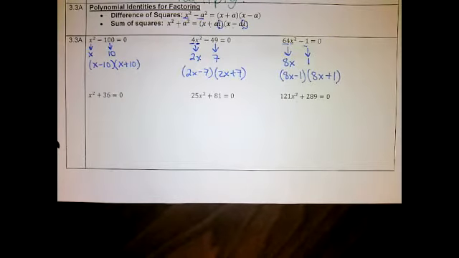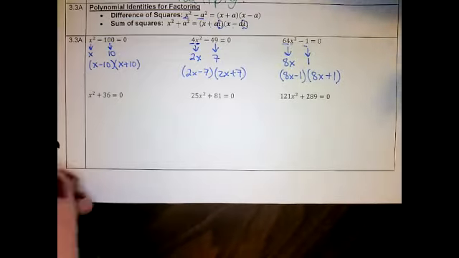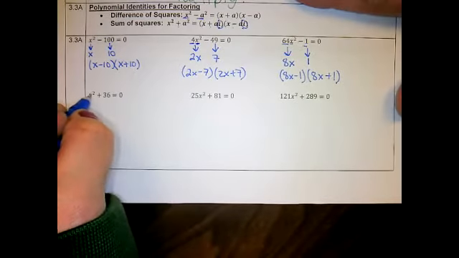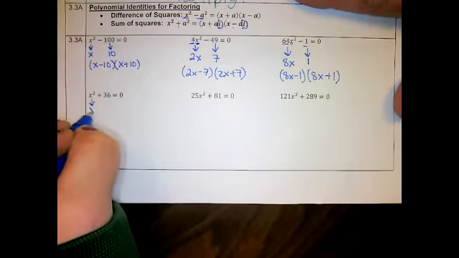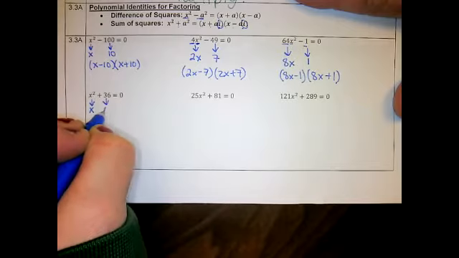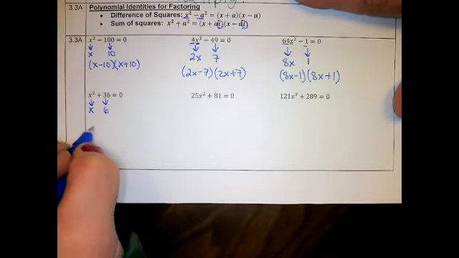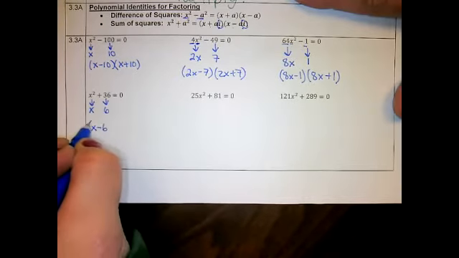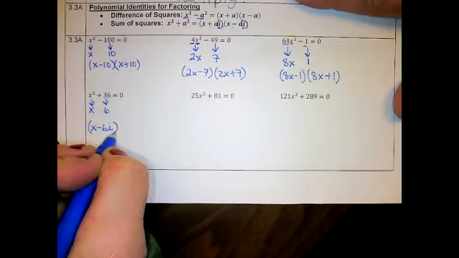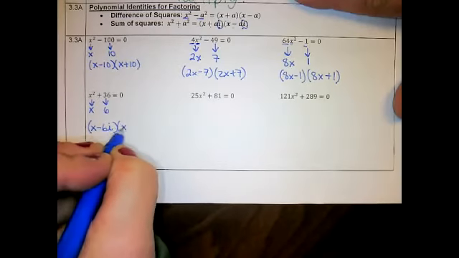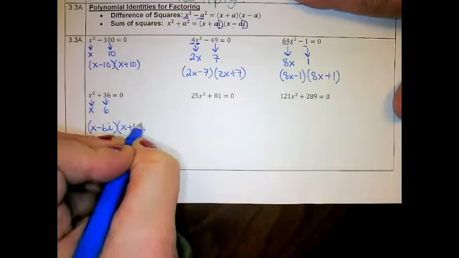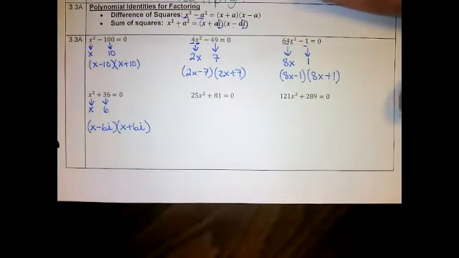Now let's look at some sum of squares. We're going to do these the exact same way. So the square root of x squared is just x, and the square root of 36 is 6. So that's going to be x minus 6, except I'm going to add an i to it, and x plus 6, except I'm going to add an i to it.